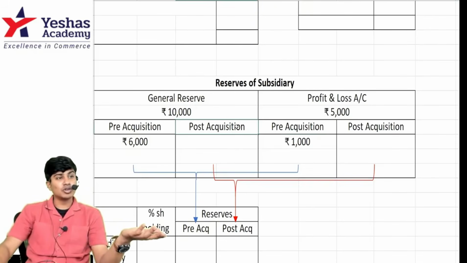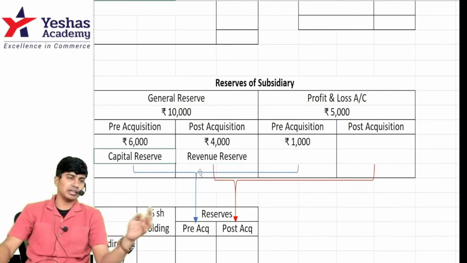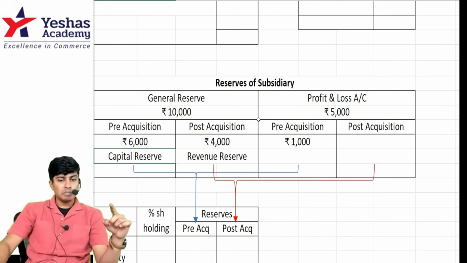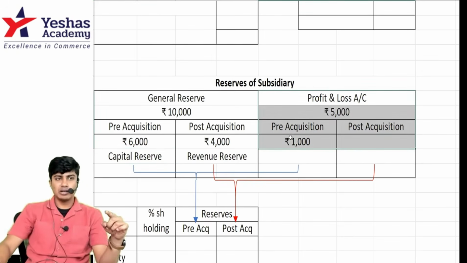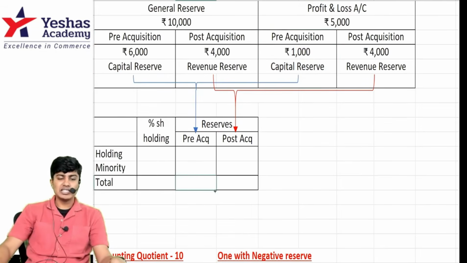How did you come across 4,000? 10,000 minus 4,000. This is revenue reserve. This is capital reserve. Sir, shall I take? Wait. One more reserve is also there. P&L. Pre is 1. Post is? How did you get 4? 5 minus 1. Very good. Can I say this is capital? This is revenue? Capital 6, capital 1, together capital reserve is 7. Revenue reserve 4.